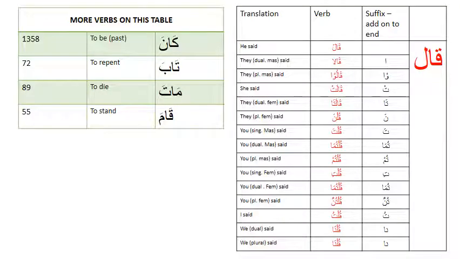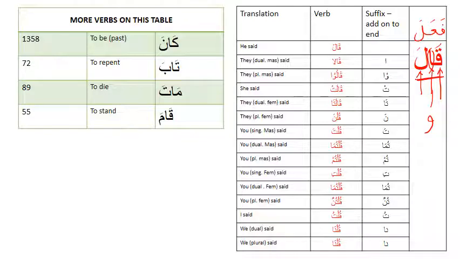Now, the verb qala is different from the first two. Okay, qala has three letters in it. Fa'ala. However, the fa letter is a qaf, the ayn letter is an alif, and the lam letter is a lam. So that's great. However, this alif is actually a waw in disguise, which I have explained before.